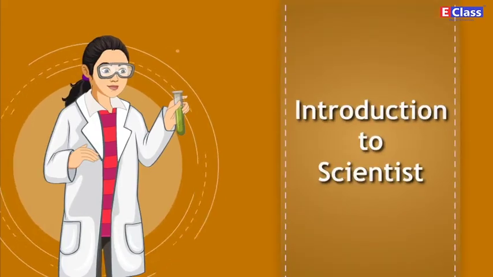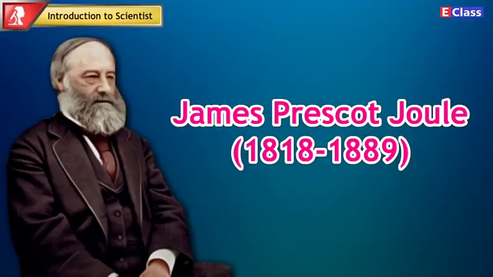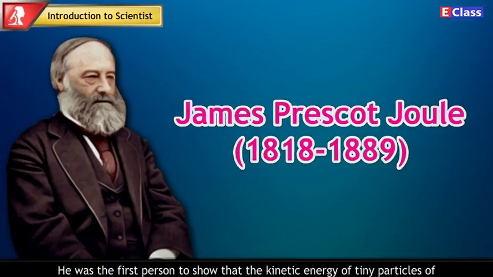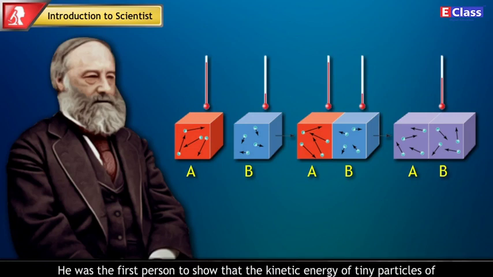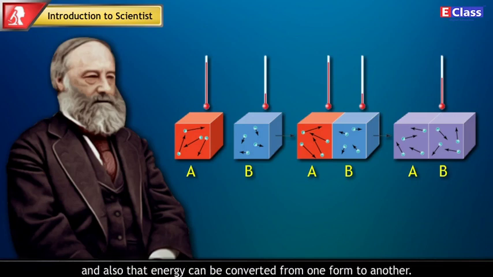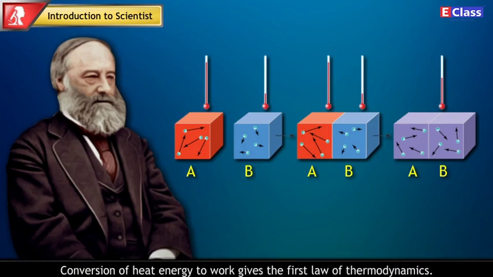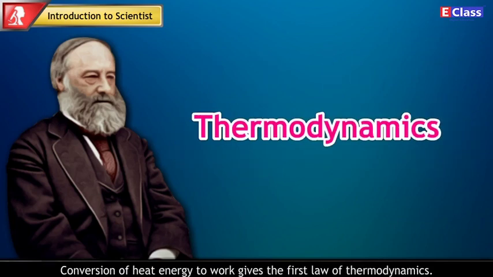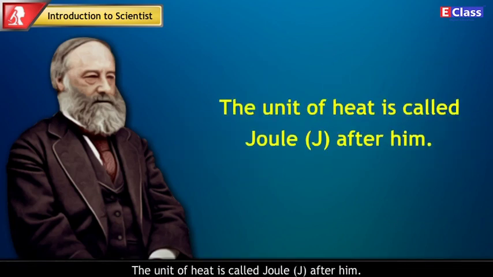Introduction to scientist. James Prescott Joule, 1818 to 1889. He was the first person to show that the kinetic energy of tiny particles of matter appears as heat energy, and also that energy can be converted from one form to another. Conversion of heat energy to work gives the first law of thermodynamics. The unit of heat is called joule, J, after him.